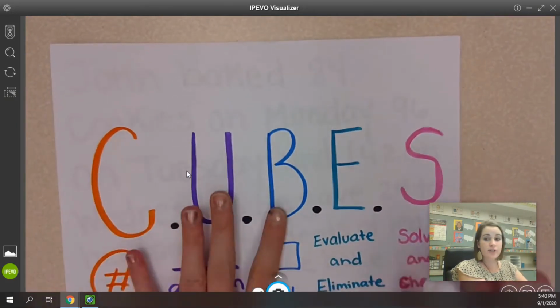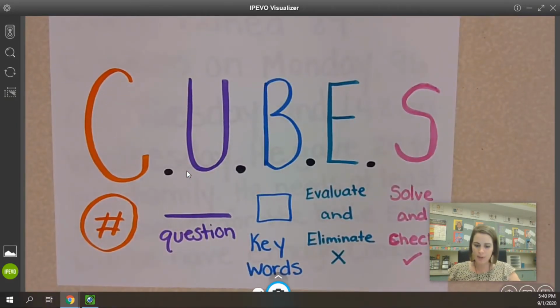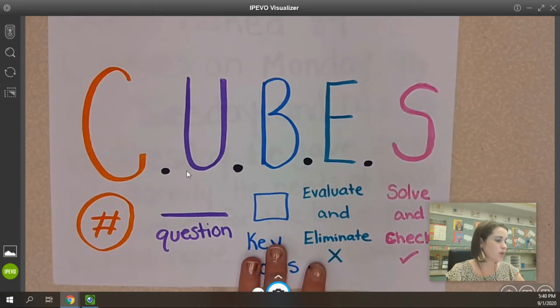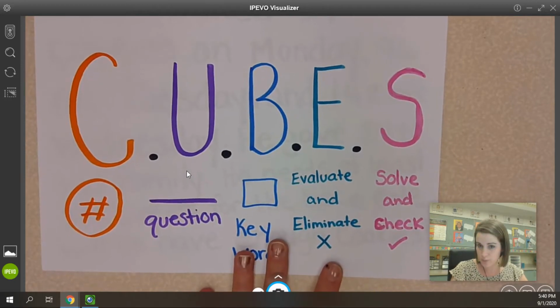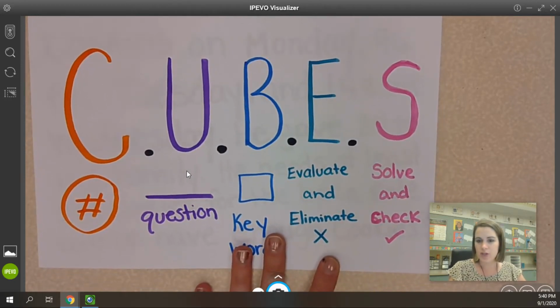Okay, so we also learned about solving word problems. We talked about how in 4th grade word problems get a lot trickier. So it's important to have a way to help us walk through the problem and answer the problem. So we use the acronym CUBES to help us solve word problems, and I'm going to go over what each of those letters mean.